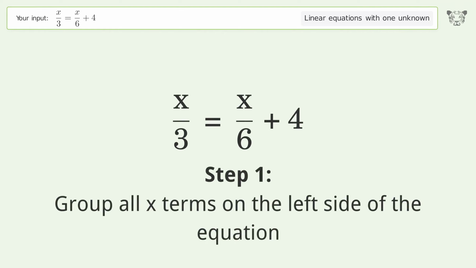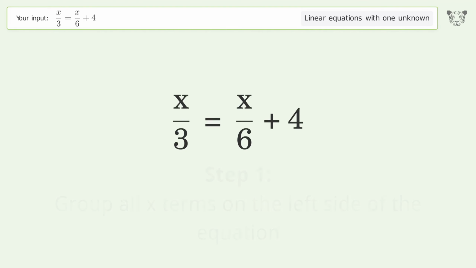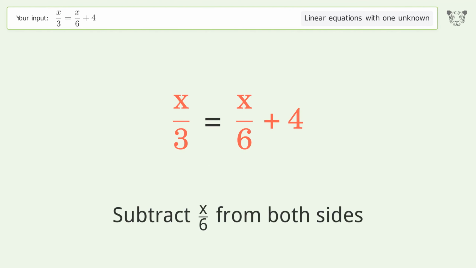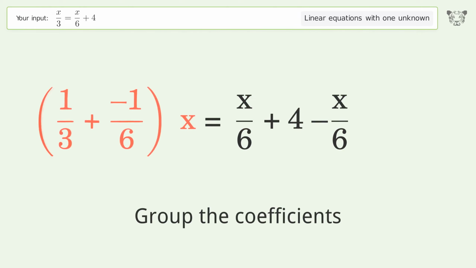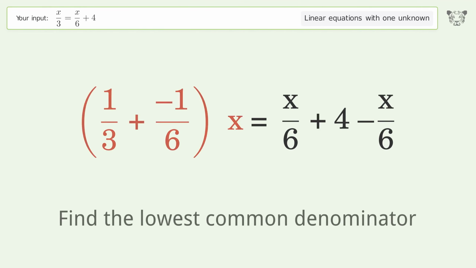Group all x terms on the left side of the equation. Subtract 10 over 6 from both sides. Group the coefficients. Find the lowest common denominator.